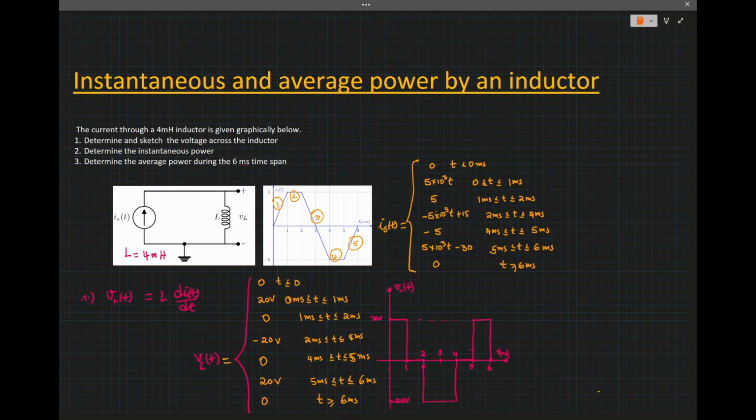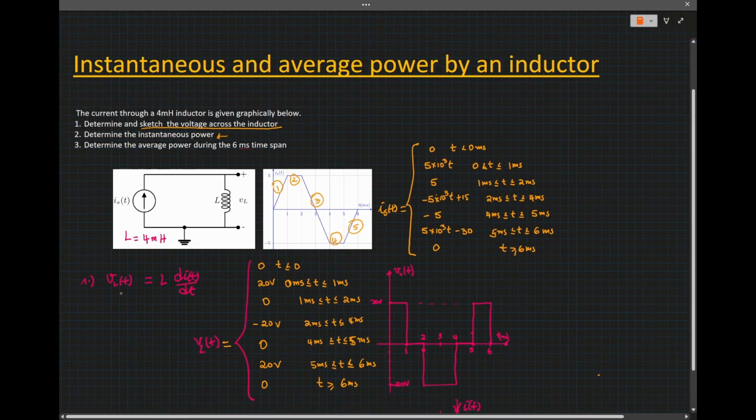We are going to continue on this example where in the previous video we found the voltage across this inductor. There's a 4 millihenry inductor, and for this video I would like to find the instantaneous power and the average power during the 6 millisecond time span that we are given here.